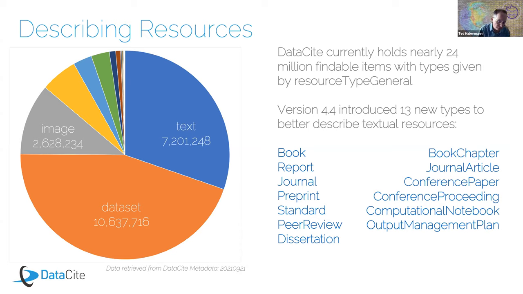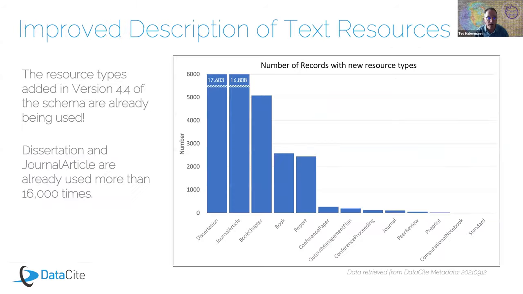As you can see in the picture on the left, the pie chart, text is the second most common resource type in DataCite. And so having a significant amount more detail about what those text things can be is very helpful. Of course, changing and making additions to the metadata schema is the first step, and the community adopting those changes is the more important one.